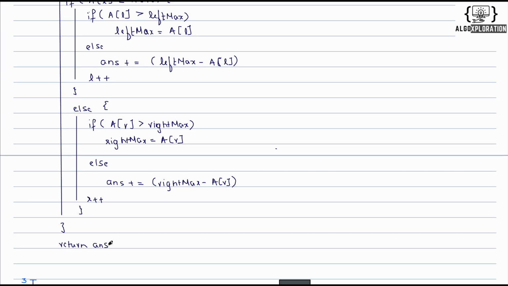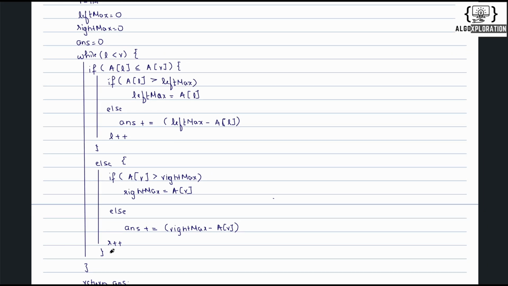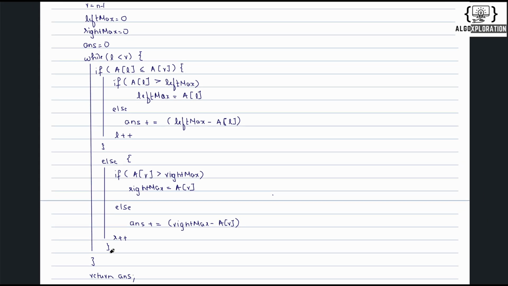answer at the last. Okay, so if you talk about this pseudocode, due to the single loop in which L and R are not crossing their boundary, the time complexity will be order of n, and since we didn't take any extra space, the space complexity will be order of 1. Okay, so this approach will be quite confusing, but if you try to dry run it by yourself, you will get to know how the approach is working.